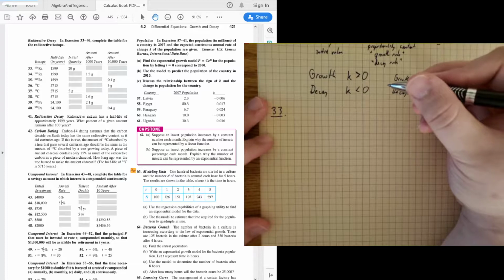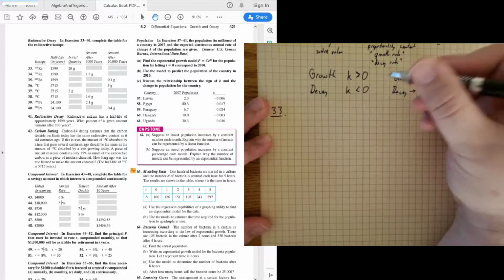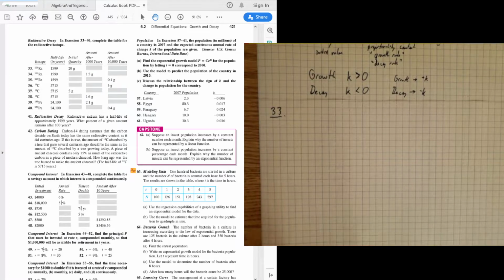So number 33. It says complete the table for the radioactive isotope. It says we have an isotope. This is radon 226. Ra stands for radon, and 226 stands for its atomic number, or in this case, the isotope number. It has a half-life in years of 1599, and has an initial quantity of 20 grams. So the problem asks, what's the amount going to be after 1,000 years, and what's the amount after 10,000 years?